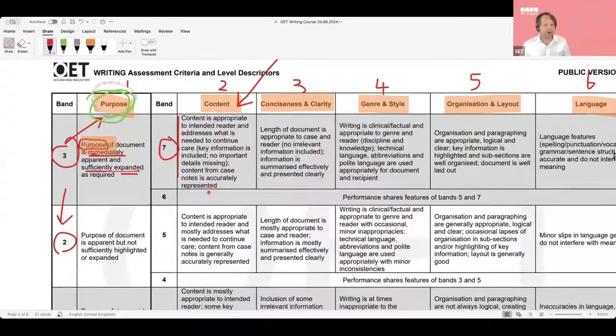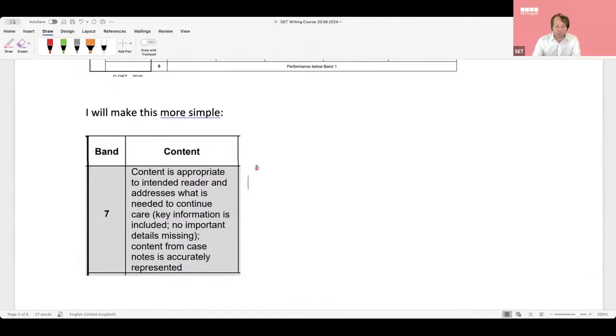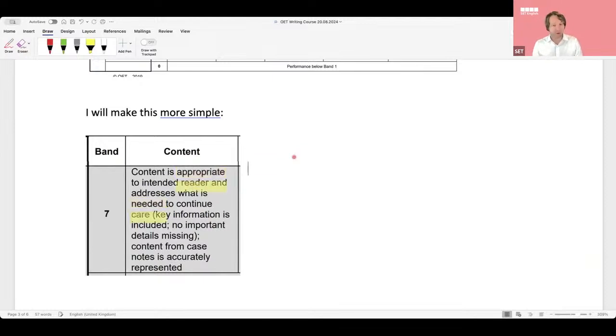Let's go through this in more detail. Let me make this more simple for you, okay? I will make this more simple. We need to look for keywords. Number one keyword here is appropriate. This is what I always say, right? Appropriate. And another very, very important keyword here is needed. So your content can be appropriate or it can be needed. Does that make sense, guys?